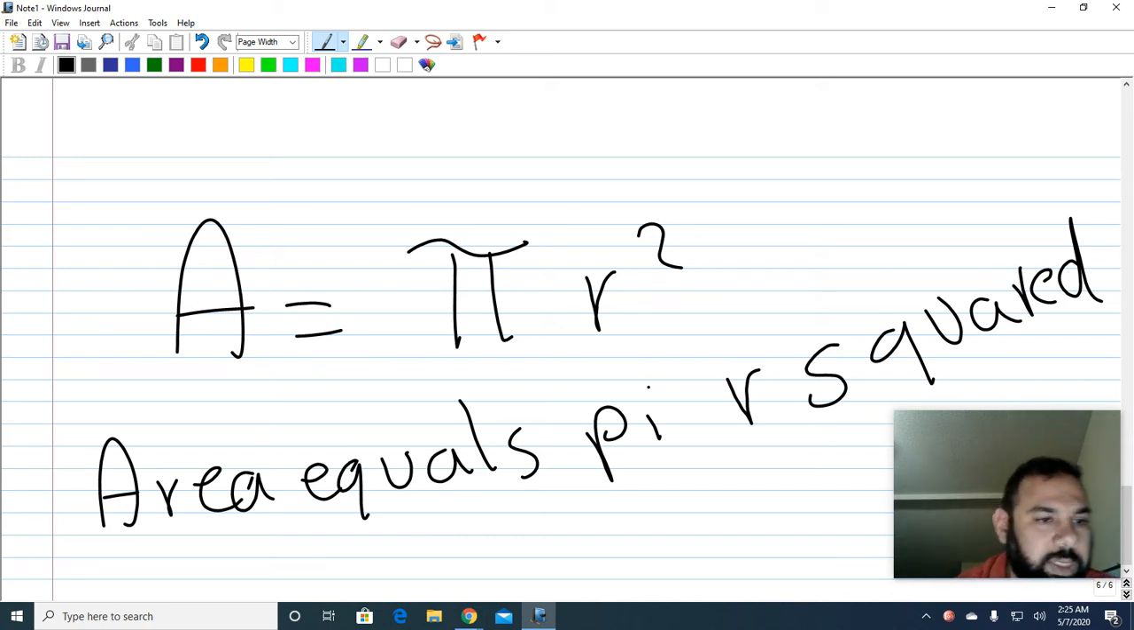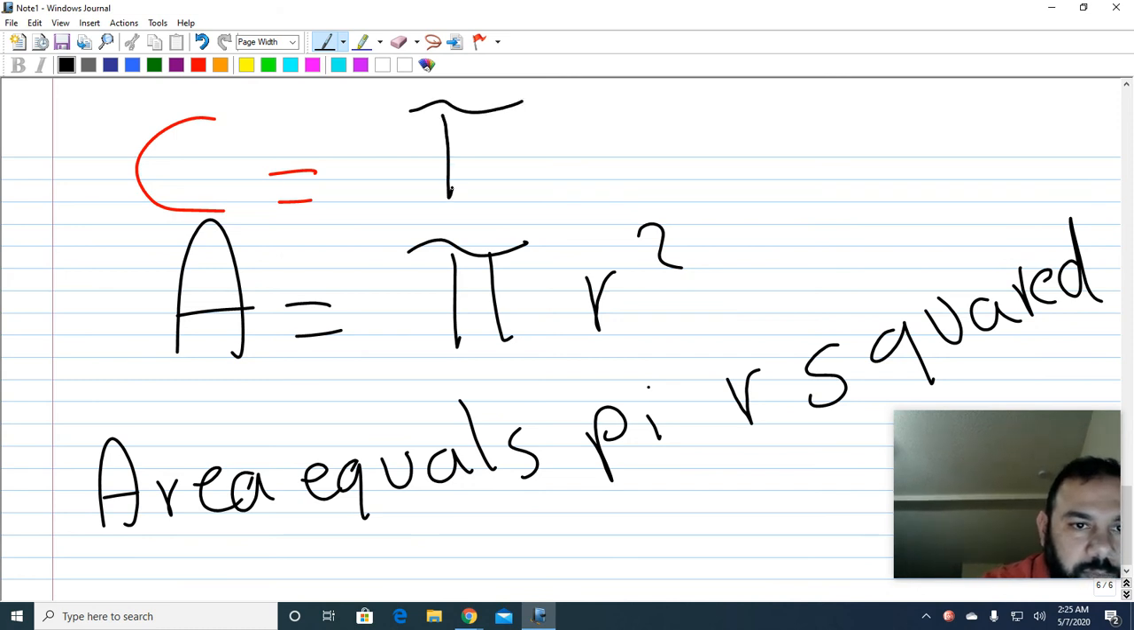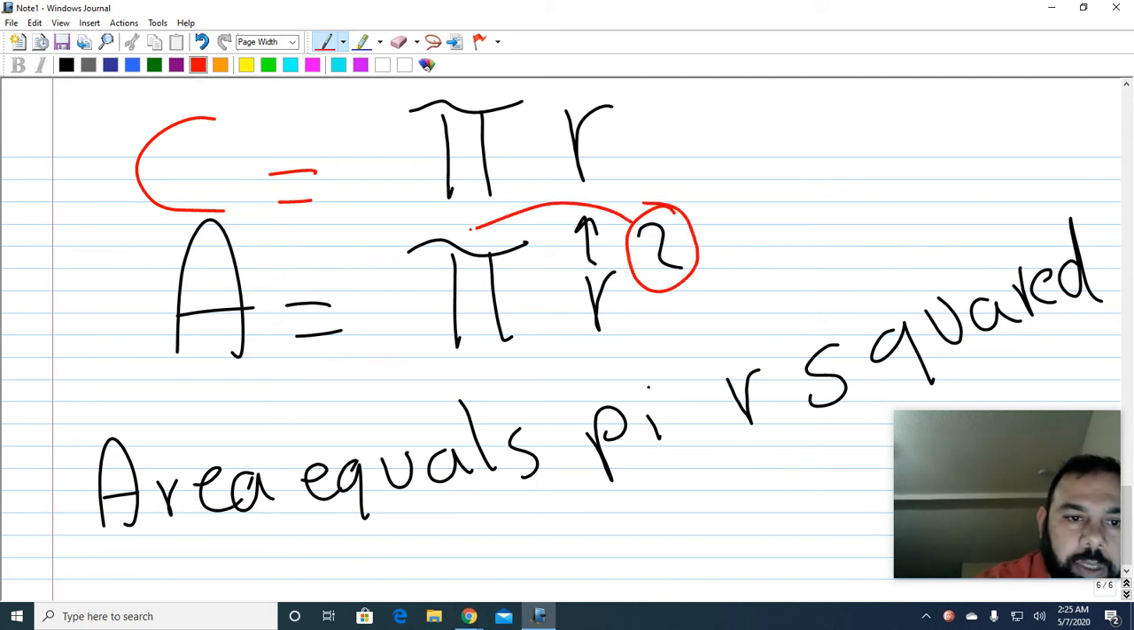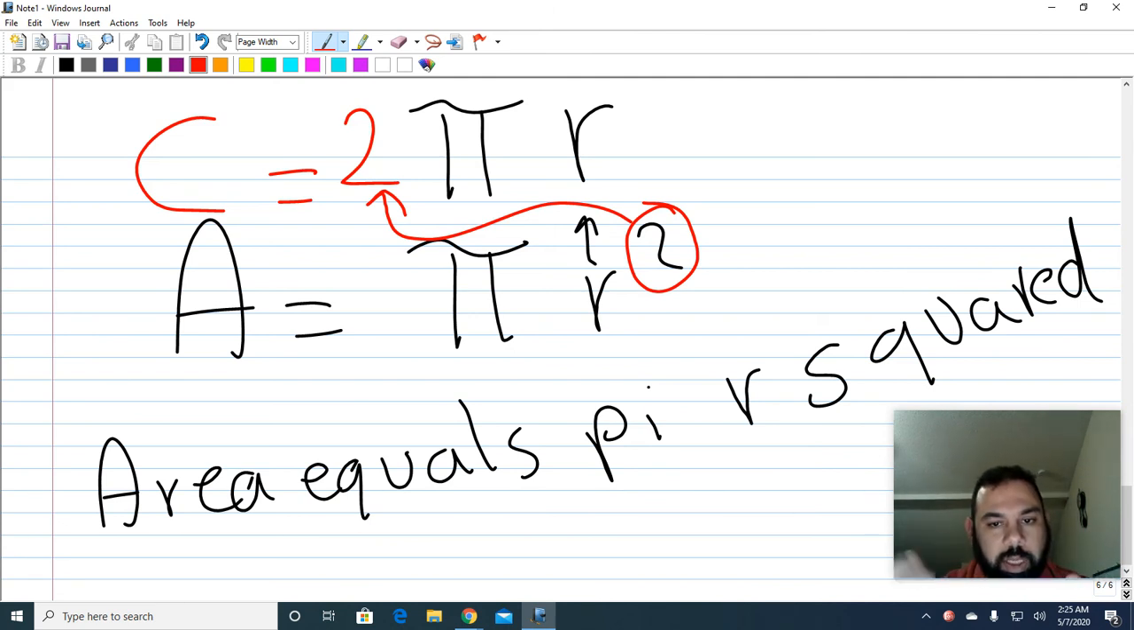Good. What about the circumference? Okay, let's do the circumference. C equals, okay, pi, I'm going to use pi. I'm going to use R, but this 2 is going to land here. C equals 2 pi R. So they have the main parts, but in a different order. Area equals pi R squared. For C, I'm going to have the same pi, the same R, but the 2 is going to move in front.